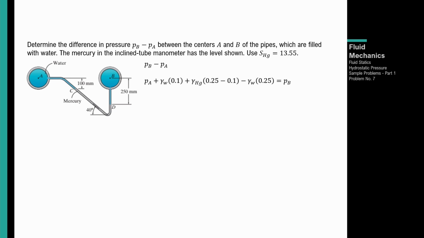So unit weight ng mercury, 0.25 minus 0.1. Tapos papunta sa B, so tumaas ka mula dun sa D, so unit weight ng water times 0.25, which is equal to dun na sa pressure sa B. So same din ang equation, so same din na magiging sagot.